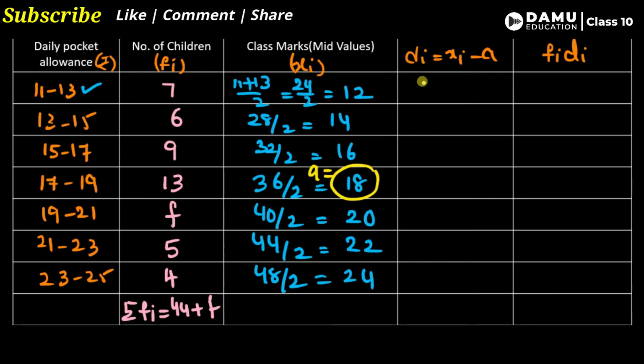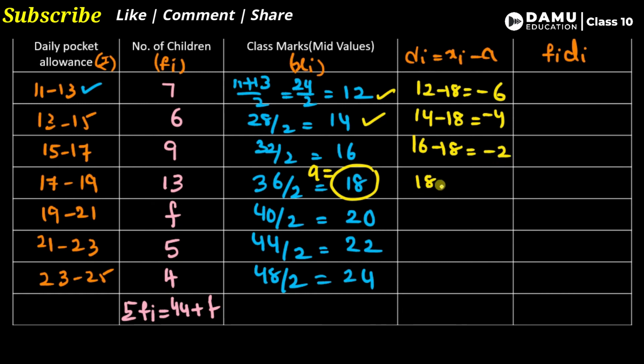So for the deviation, 12 minus 18 will be equal to minus 6. Here xi is nothing but the middle values, because we cannot calculate with the intervals; for that we need to calculate the middle values. 14 minus 18 is minus 4. Then 16 minus 18 is minus 2. Then 18 minus 18 we get 0. Then 20 minus 18, we get 2.